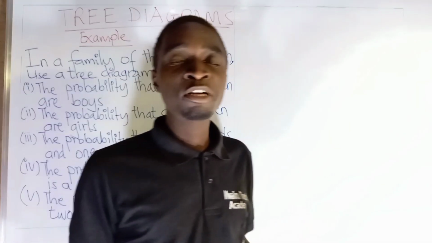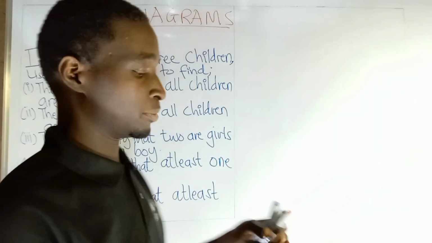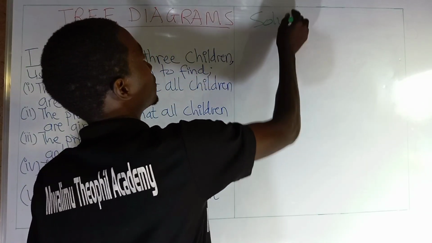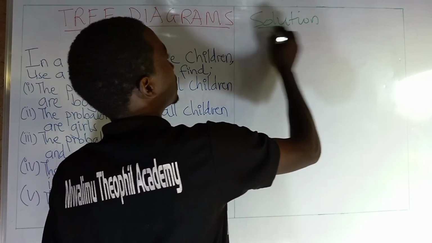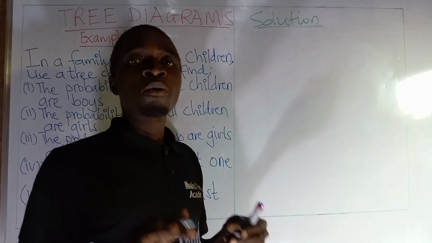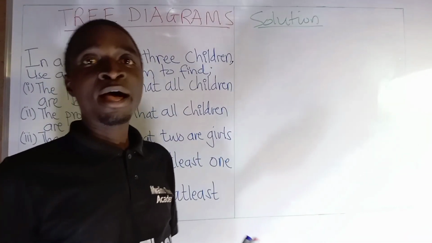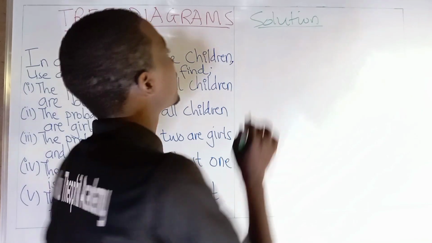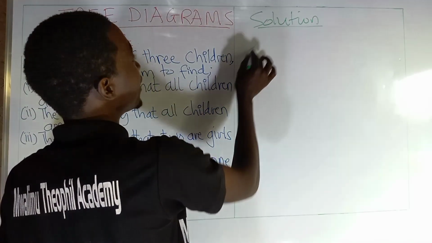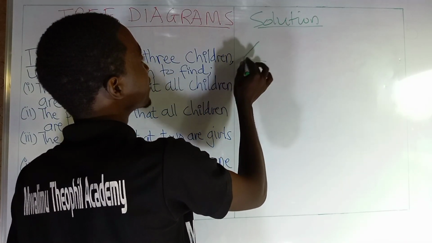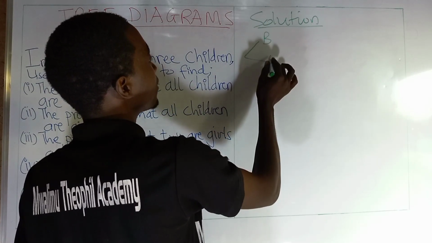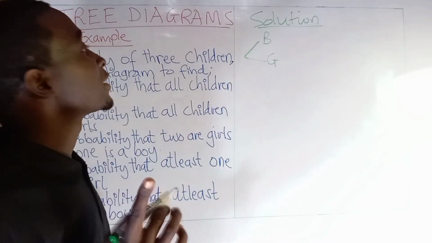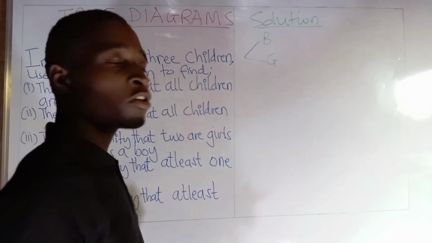So after we've read the question, let us now see the solution. As we know, within a family there are children. A child can be a girl or a boy. Now, the first child can be a boy or a girl. What about a second child?